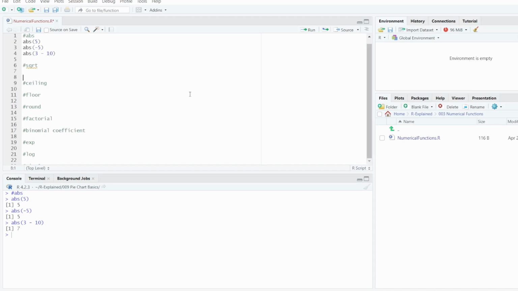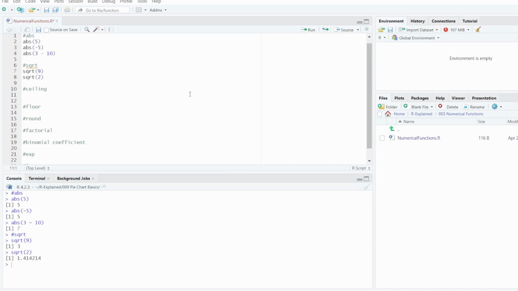Next we have the square root. So for example, we can say the square root of 9 is of course 3, or we can even say square root of 2, giving us a real number.